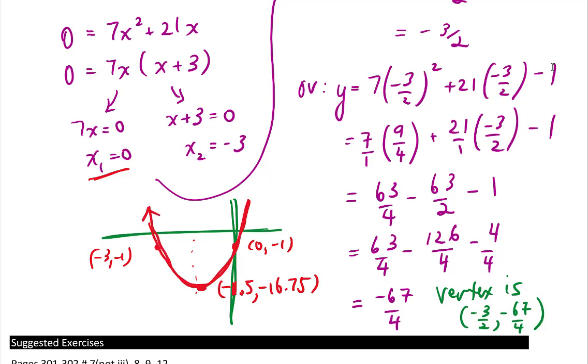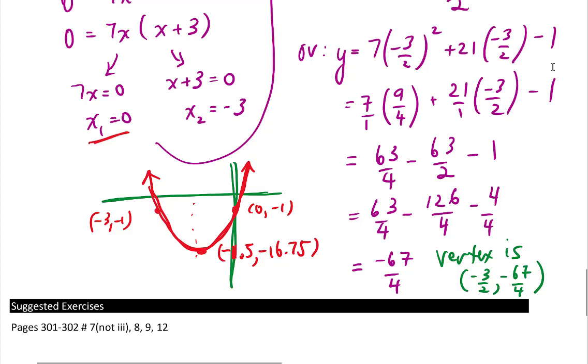Again, the parabola opens up as it should because we have a positive a value. So again, the symmetry method is a much better way to find the vertex of a quadratic because you don't need to worry about whether or not it's factorable and whether or not it has zeros.